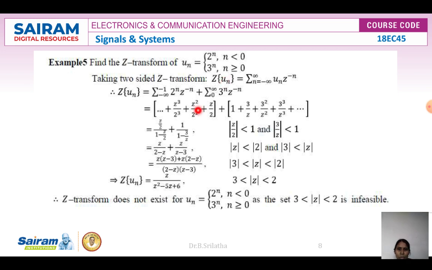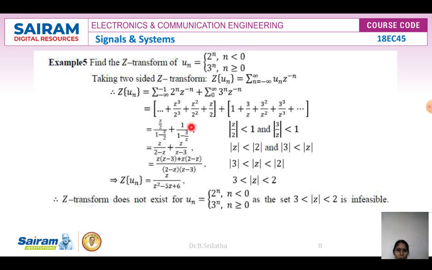If I substitute the values, the first term we can write as z by 2 whole power n, and here we can write 3 by z whole power n. So for the first term, when n is minus 1 it is z by 2, then z square by 4, and so on. Same thing here: if you say 0, it means 1 plus 3 by z plus 3 by z square plus 3 by z cube and so on. So this one we can write as z by 2 divided by 1 minus z by 2. Here we can get the sum from 0 to infinity, so infinite terms means 1 by 1 minus a.